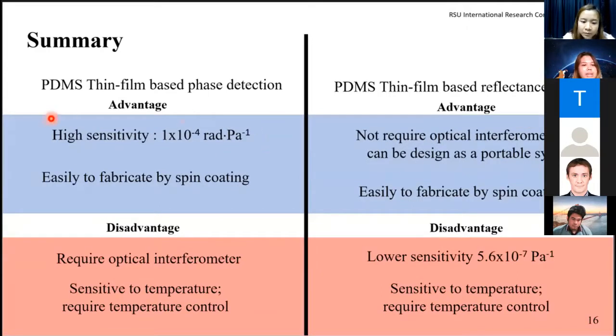We find that phase detection can provide a high sensitivity, but it requires an optical interferometer, whereas reflectance detection has a lower sensitivity, but it does not require a complicated system. It can be designed as a portable system. The strong point of using PDMS thin film is that it is low cost and easy to fabricate by the spin coating method. However, heat can affect the expansion of the PDMS, so during the experiment it requires a temperature control unit.